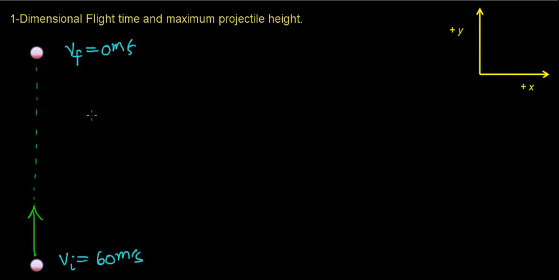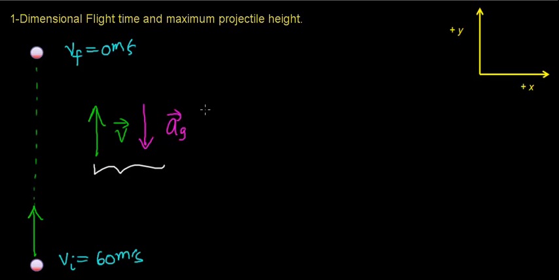Now one of the things that I hope you see is that this object has some velocity in the upward direction, and the force of gravity is going to be accelerating this object in the downward direction at negative 9.8 meters per second per second. And another concept that you should get is that when the velocity and the acceleration vectors point in opposite directions, this object's going to slow down.